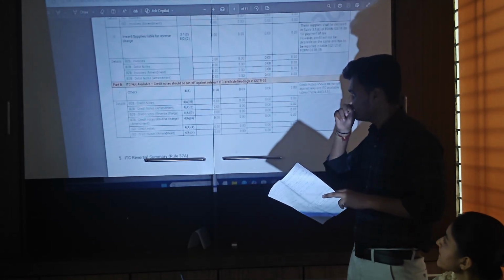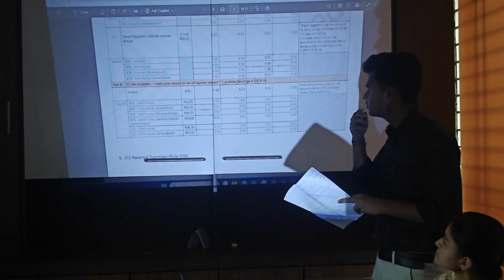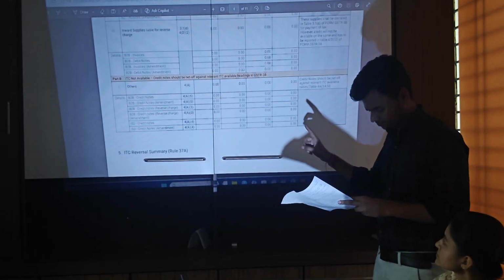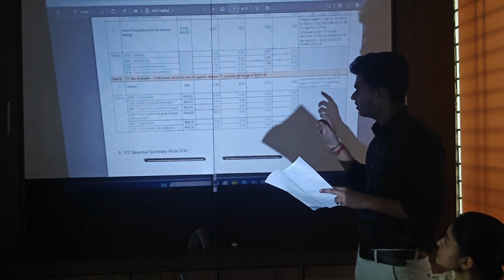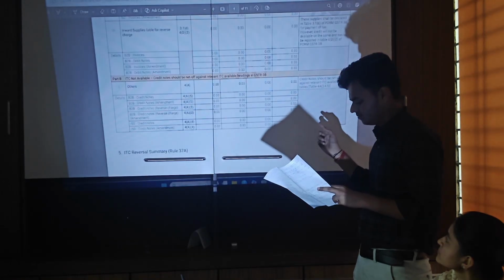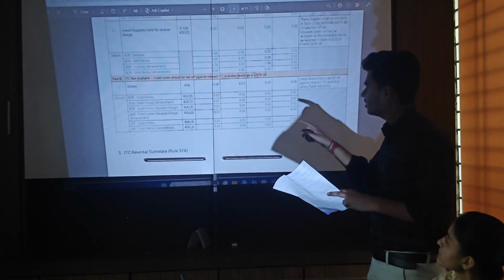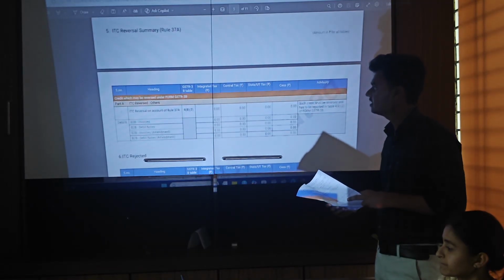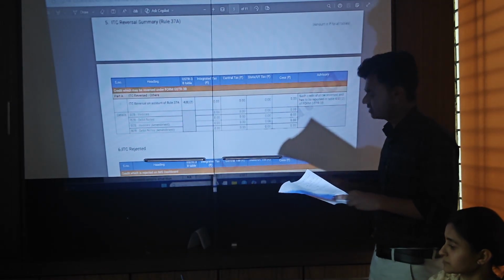And part B is ITC not available. Credit notes should be netted off against the relevant ITC headings in GSTR 3B. Credit notes which cannot be adjusted against ITC come in here. And table number 5 is for the reversal summary under Rule 37A.